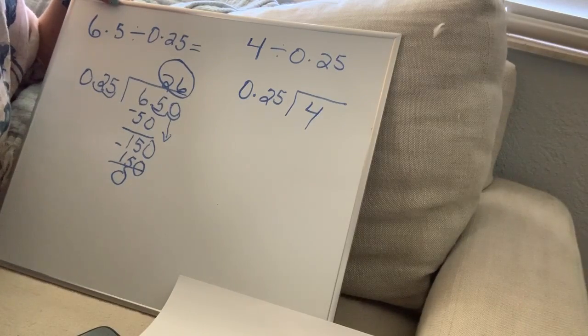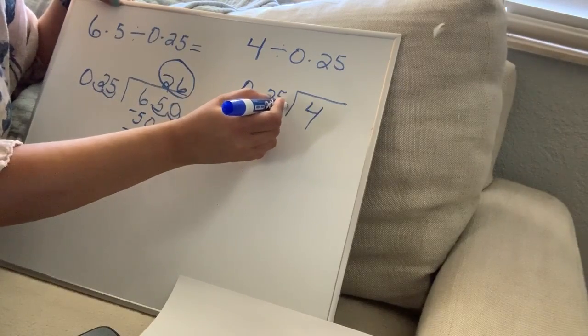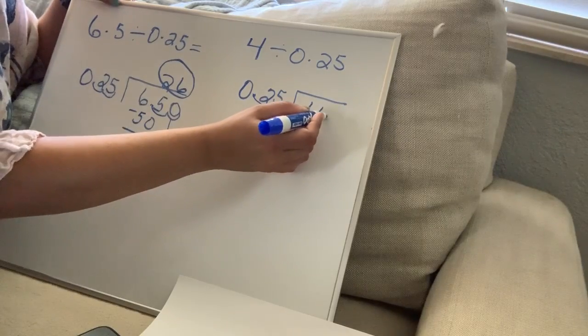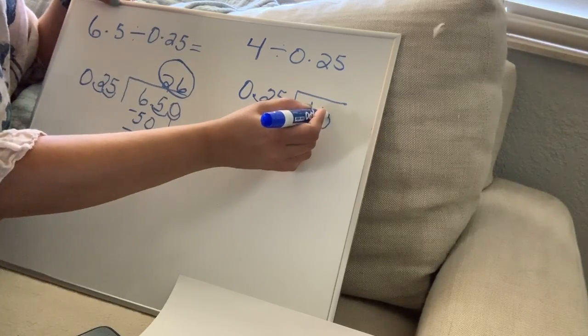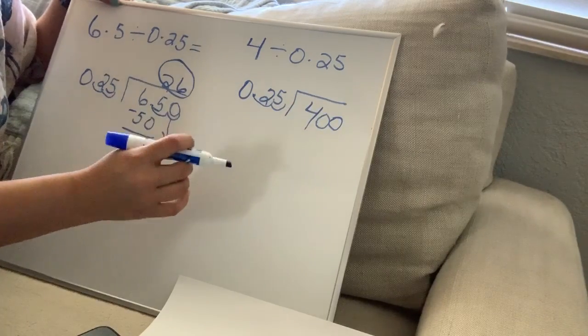right, hold on a second, okay. I'm gonna move my decimal over twice, just like I did earlier. Well, here, if I do that, I have to do the same thing here, okay? And this becomes that, 400.